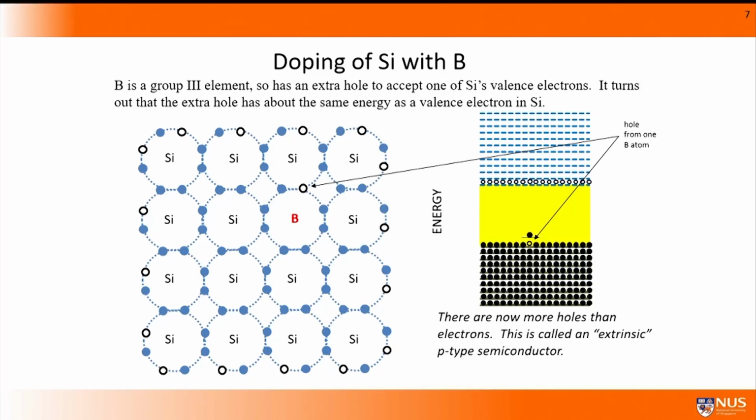For every boron atom added to the silicon crystal, I've created one hole which is now free to move around, but I've not changed the number of electrons in the conduction band. Nonetheless, as I add more boron atoms, I will increase the conductivity of the crystal due to the presence of the mobile holes. This is also a very powerful way to engineer the conductivity of a material.